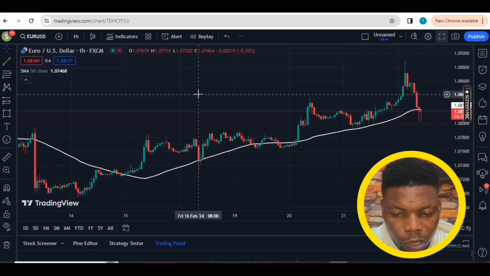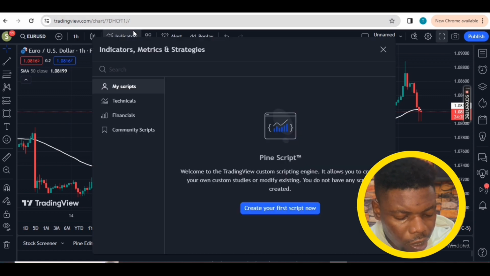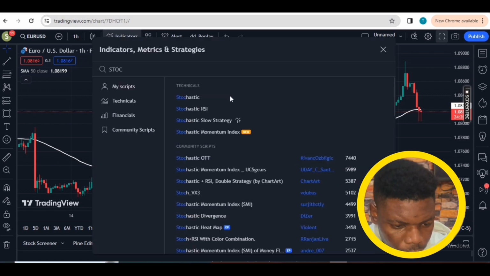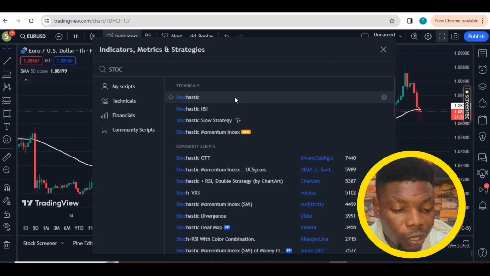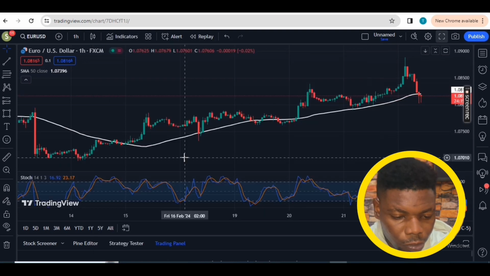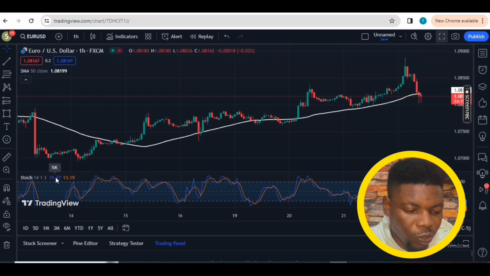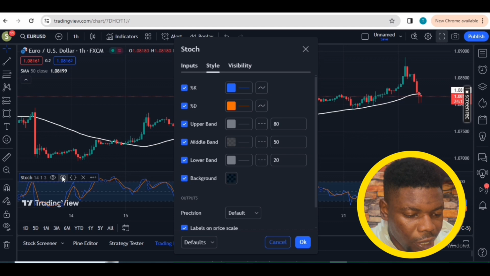That's the other indicator we'll be adding. So this is the stochastic here. You click on stochastics. Don't click on stochastics RSI. Click on stochastics only. So you can do everything I'm doing if you are using the TradingView platform. It's free. You don't need to pay for anything.